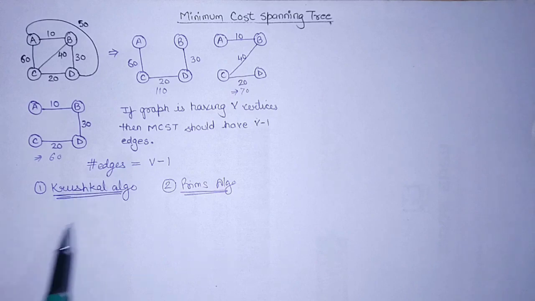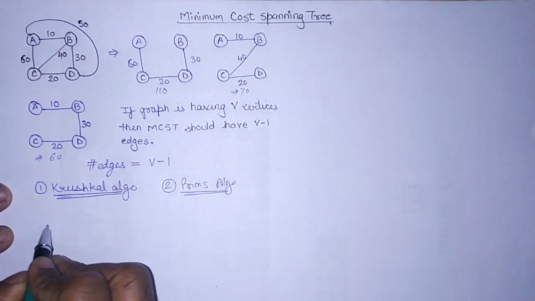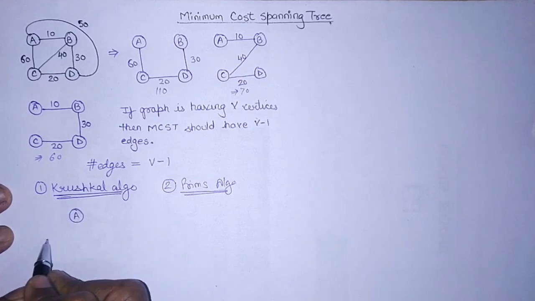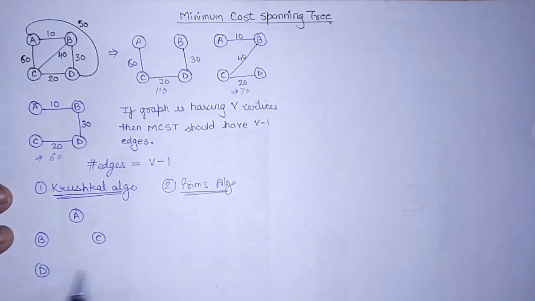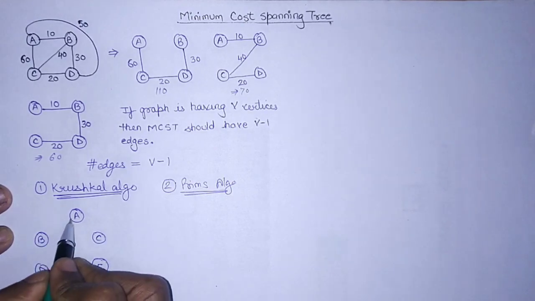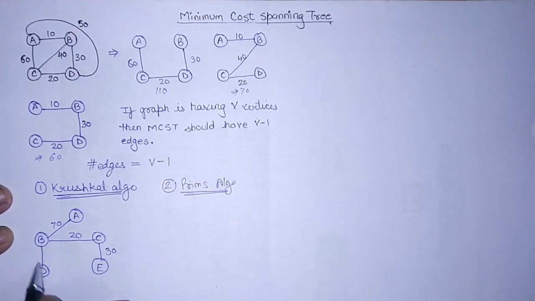In this video we will be going through Kruskal's algorithm and its time complexity. Let me take an example: a graph with vertices A, B, C, D and E. So I took 5 vertices. Let me take the edge weights also. So this is 70, 20, 30, 60, 10, and this is 40, and this one is 50. I hope you are able to see it.